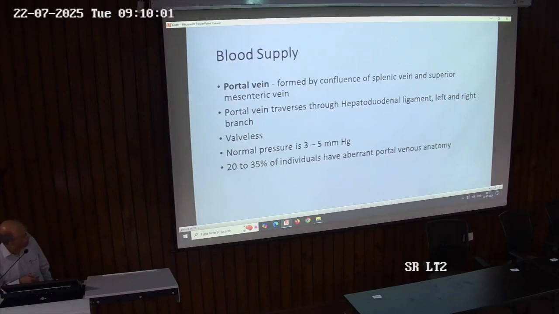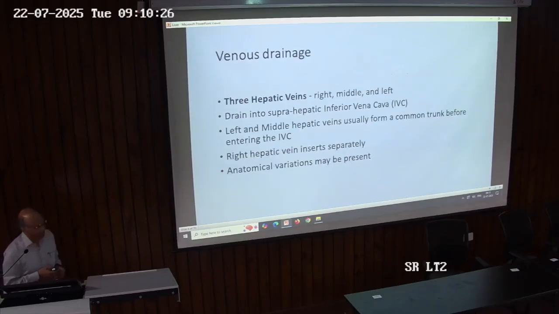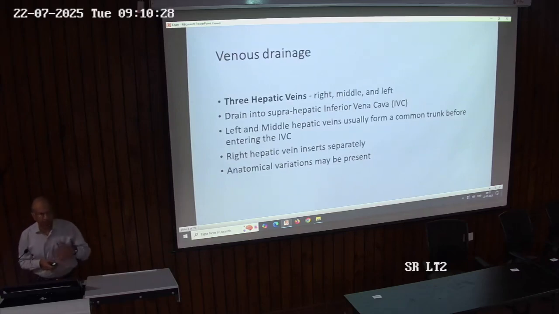This is a valveless vein. There are no valves in it. That is why it's called the portal vein. And the normal pressure in this system is about 3 to 5 millimeters of mercury. Here also about 1/3 of the patients show variation from the normal portal venous anatomy. Okay. So this was the blood supply.